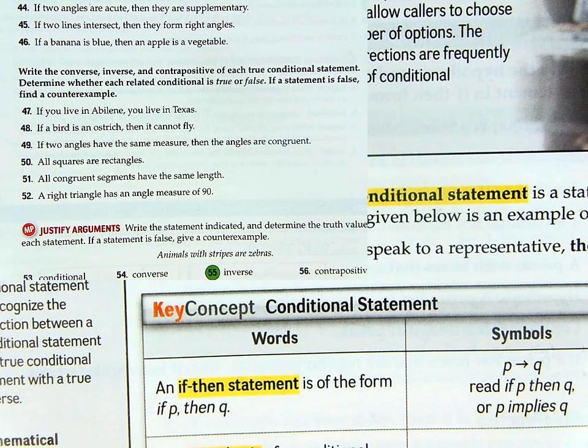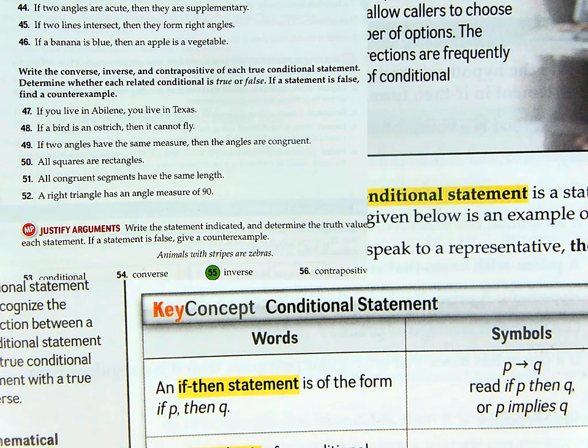Wait a minute. Wouldn't the original statement be false? Okay, so the converse: if you live in Texas, then you live in Abilene. That's false. Is it true or false? It's false.